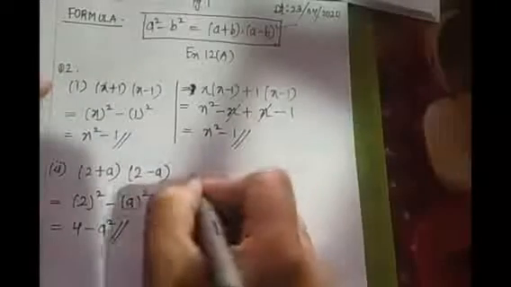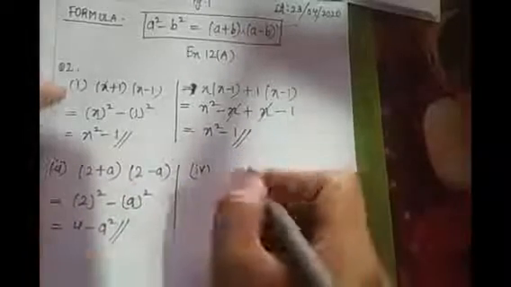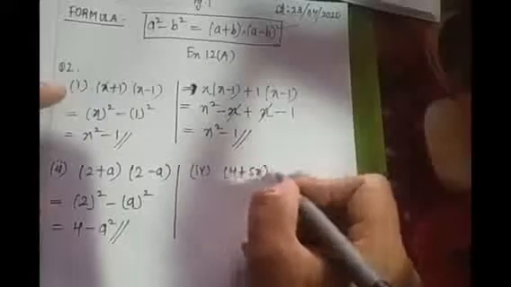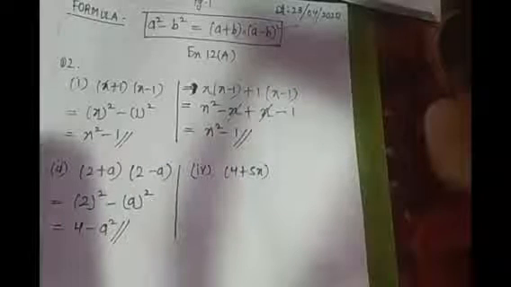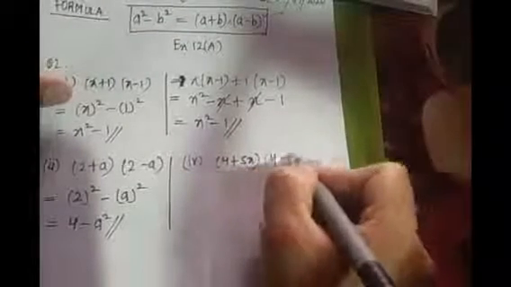So number 3, number 4, number 5 and number 6 are very similar. I'll just take one question, let's say 4. Question number 2, part 4. I'm writing out here part 4. Copy the question. Now, 2 part 4, the question is 4 plus 5x into 4 minus 5x.